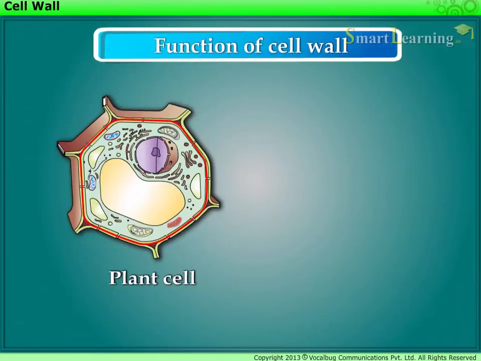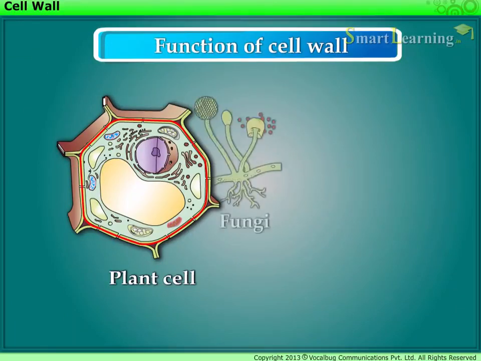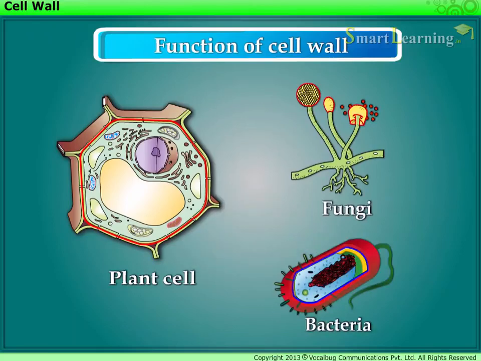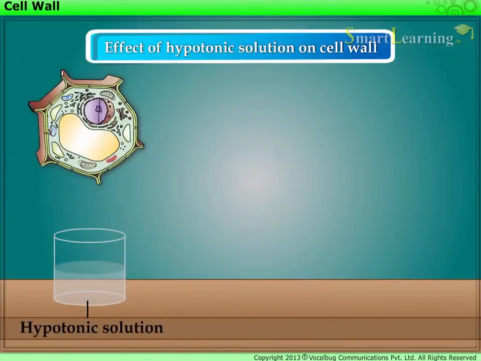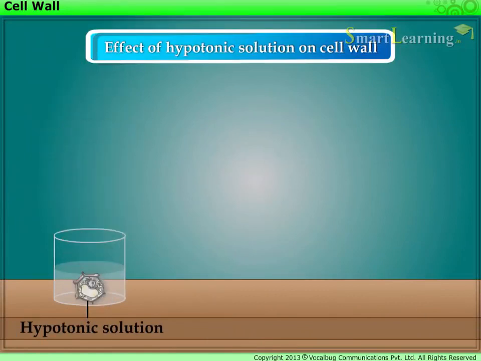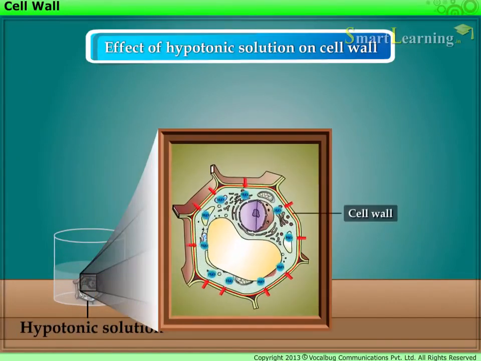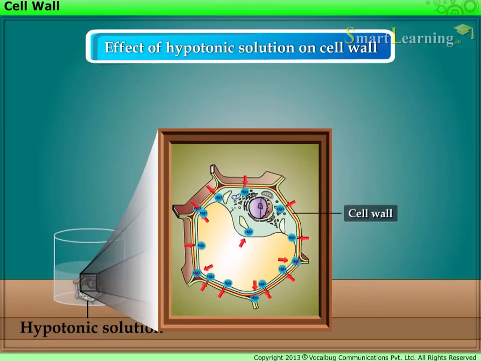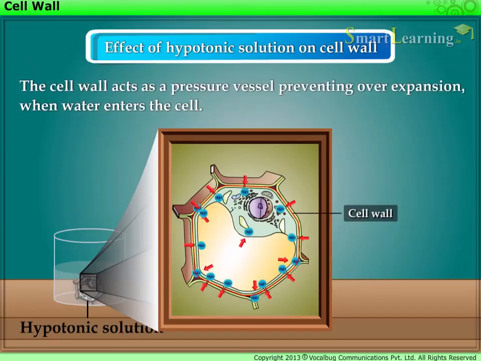Note that the cell wall helps the cells of plants, fungi, and bacteria to survive in very dilute hypotonic solution without bursting. This happens because the cell in the hypotonic solution swells, building up pressure against the cell wall, while at the same time the cell wall exerts an equal pressure against the swollen cell. Thus, the cell wall acts as a pressure vessel, preventing overexpansion when water enters the cell.